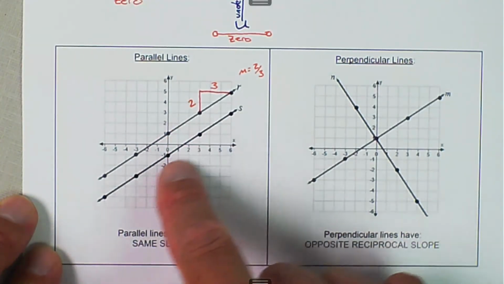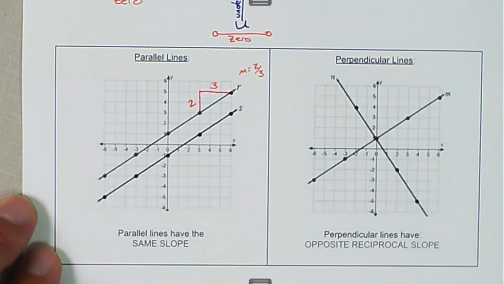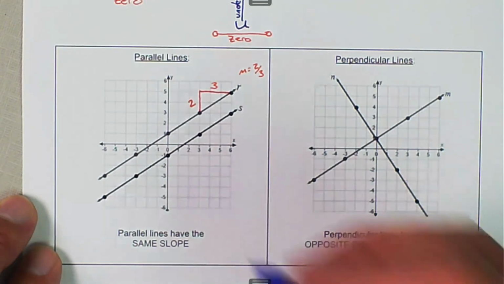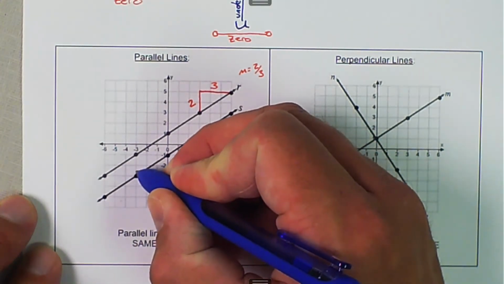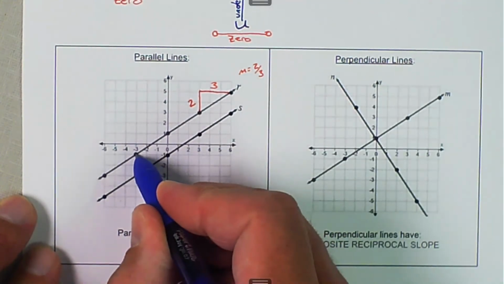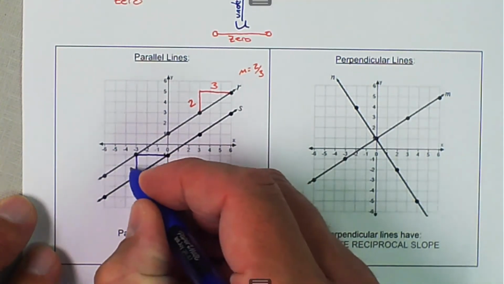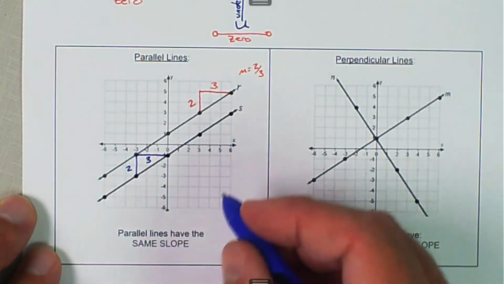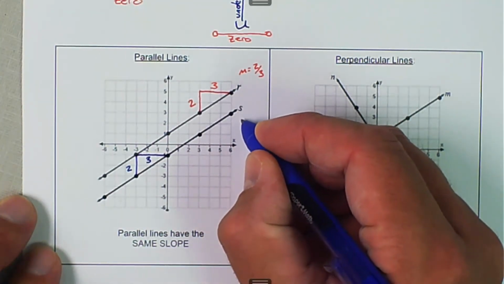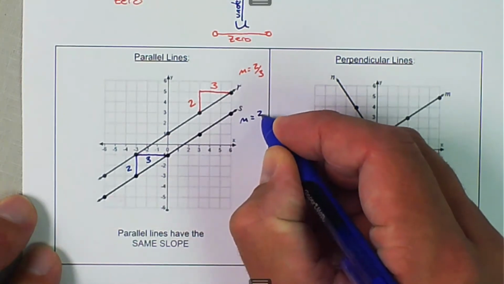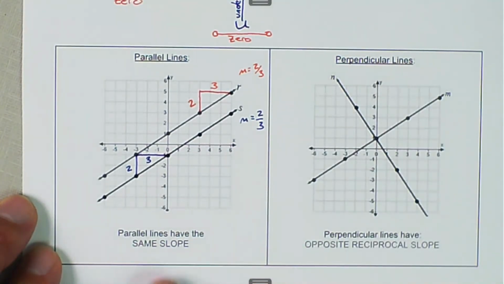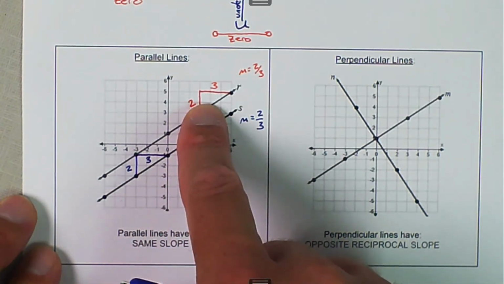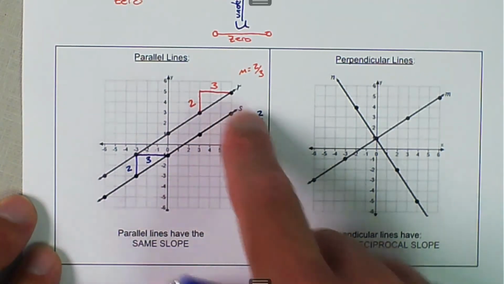It's kind of hard to see in here, but I'm going to use this point down here that'll make it a little bit easier to see. If I go up 2 and I go to the right 3, that's going to be the same slope. So the slope for line S here, M, is equal to 2 over 3 as well. So parallel lines always have the same slope. And there's a slope: rise over run.